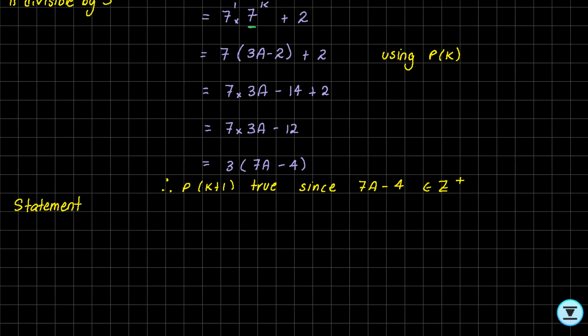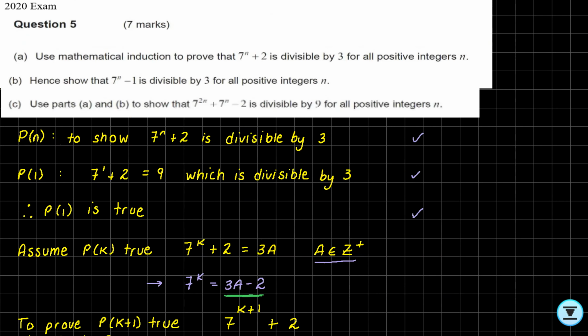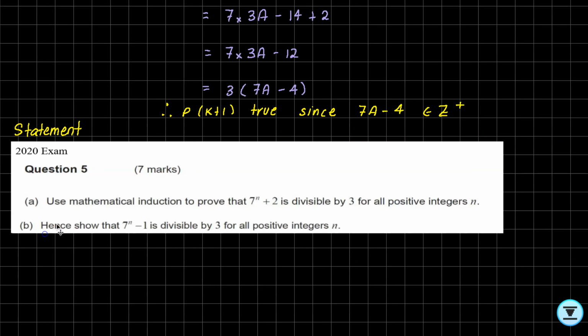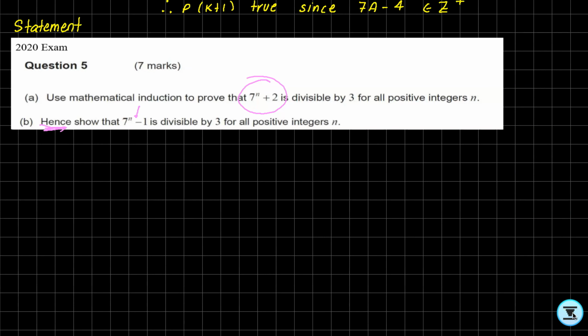All right, let's get to the heart of this question, and that is part B and part C. So hence, show that 7 to the n take 1 is divisible by 3. So we've got this hence bit. How are we meant to use this in order to prove this? Maybe you can't see it straight away, so what can you do to help yourself? Well, let's write it down. What did we actually prove? We proved that 7 to the n plus 2 was divisible by 3, so equals 3a, where a was an integer.